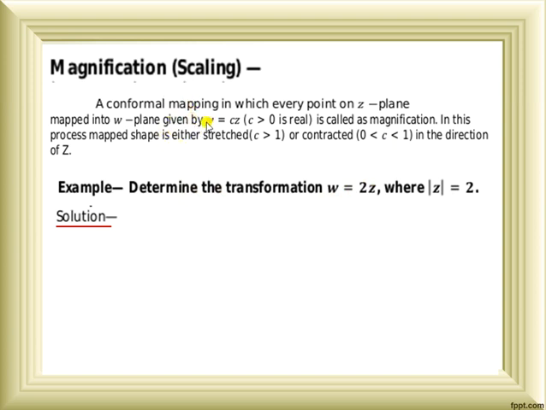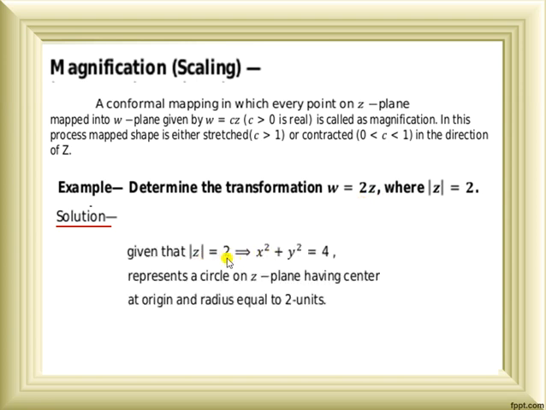Here in this category the transformation is in the CZ form. Determine the transformation W is equal to 2Z where modulus of Z equal to 2. They are given the Z plane shape mod Z equal to 2. This is nothing but a circle. Given mod Z equal to 2, after expanding this I will get square root of x square plus y square is equal to 2. After squaring on both sides I will get x square plus y square is equal to 4. This represents a circle on the Z plane having center 0, 0 and radius 2 units.